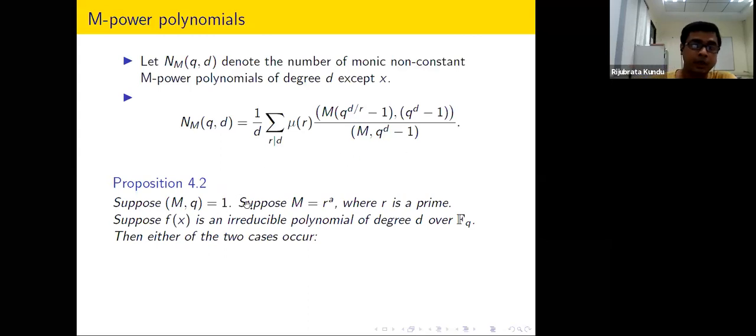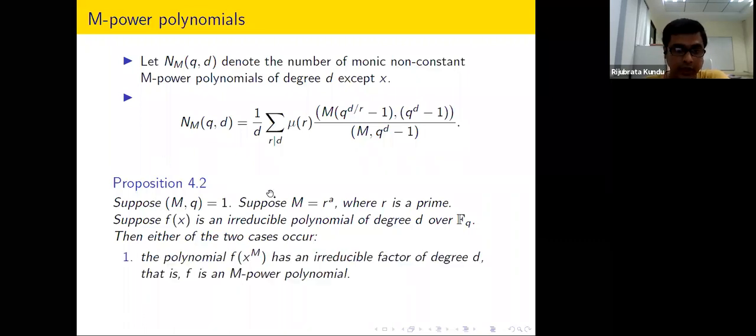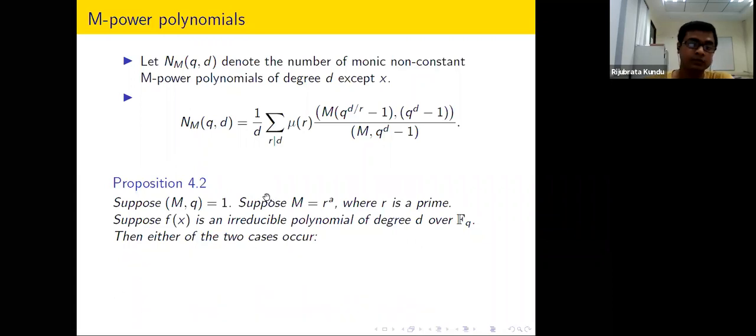Now we need finally to say something about the m-th power elements in GN_q. We need a proposition here, which is as follows. Assume that the GCD of m comma q is equal to 1. And moreover, assume that capital M is equal to some prime power, r power a. With this assumption, suppose f(x) is an irreducible polynomial of degree d over F_q, then either of the two cases can occur. So this proposition really says how can f(x) power m factor?